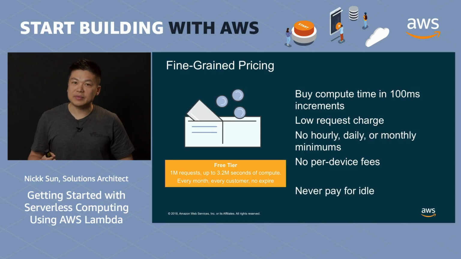The pricing model for Lambda is purely pay-as-you-go. The cost is based on 100 millisecond increments of the duration of a running function, with the amount of memory allocated to the function. The AWS free tier covers 1 million requests and up to 3.2 million seconds of compute for all customers. You can have this free tier even after 12 months. And again, we never need to pay for the idle time.